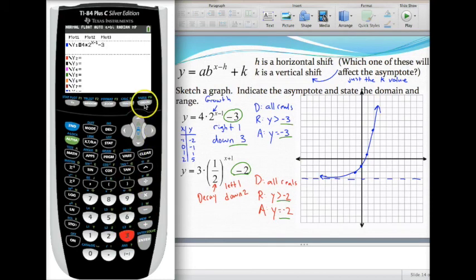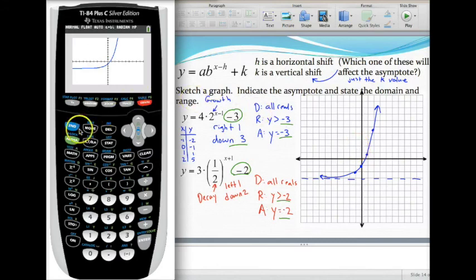If I hit graph, I can take a look and see what this looks like. Notice the graph looks very flat right there. It's not completely flat, but because of your pixels, it may look flat. So I can see that, yeah, that's kind of what it looks like. The graph does kind of bottom out, and guess where it bottoms out at? That's at -3, which is where we said the asymptote would be.